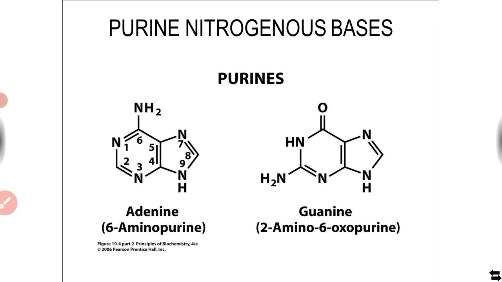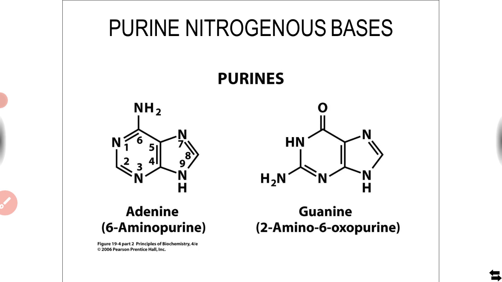Purine consists of two rings, two carbon nitrogen rings with four nitrogen atoms. There are totally 9 atoms in a purine ring. Now, how are they numbered? The first ring of the purine is numbered in the anti-clockwise direction, whereas the second ring, or the imidazole ring, is numbered in the clockwise direction.